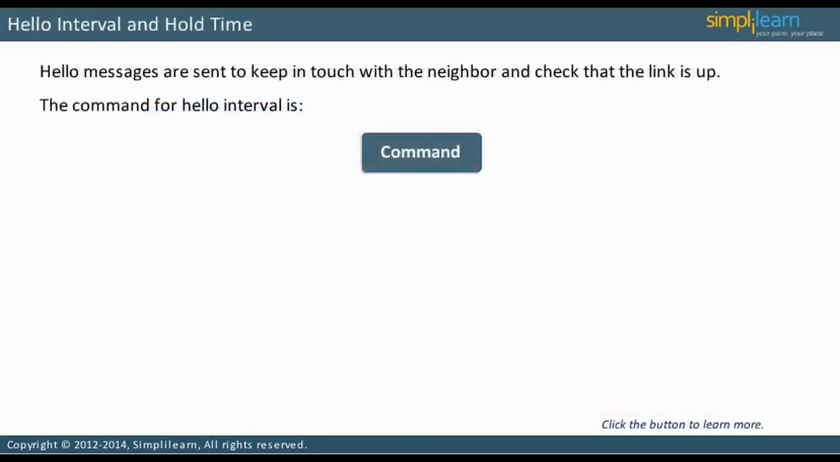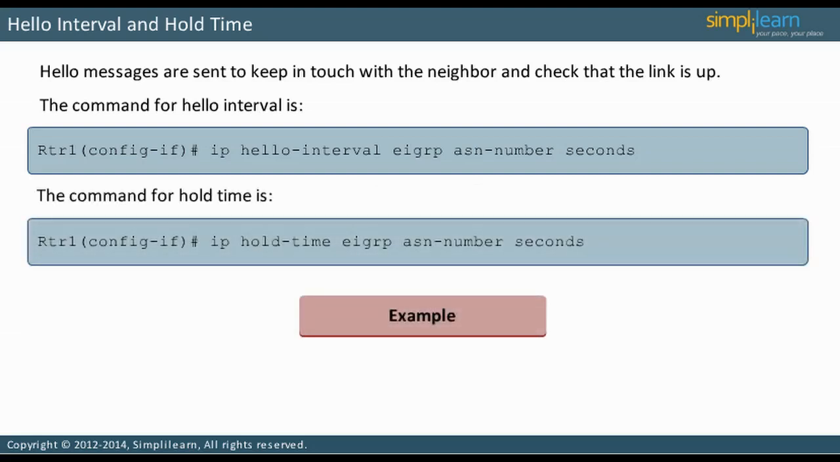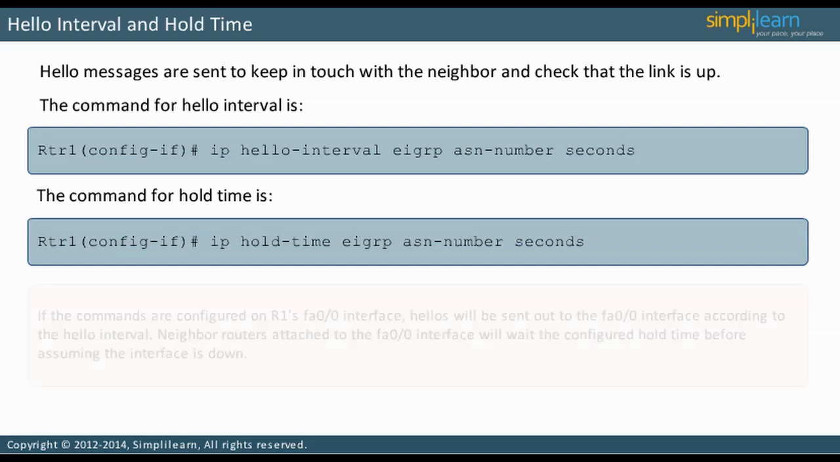Hello messages are sent at certain intervals to keep in touch with the neighbor and check that the link is up. The hello interval defaults to 5 seconds. The default hold time is 3 times the hello interval. If a neighbor does not receive a hello in the hold time, it assumes that the link is down and the neighborship ends. The default values can be modified with the commands shown on the screen. Hello interval applies to the local router. Hold time applies to its neighbors.